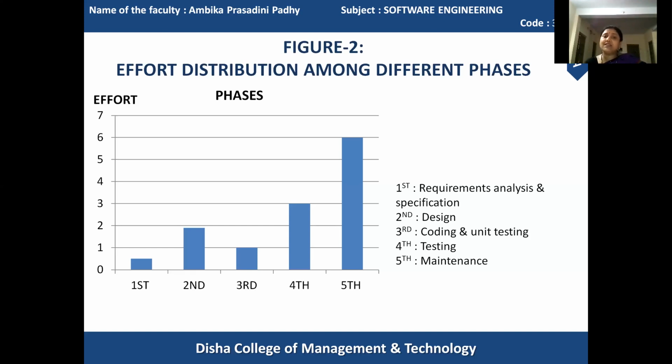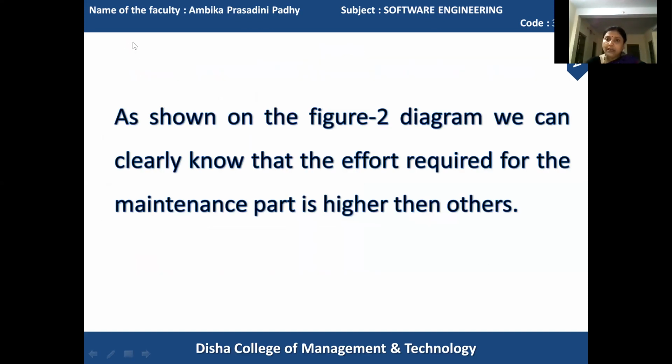And the last phase, that is your maintenance phase, requires more effort than all other software development phases. The maintenance phase finds the errors, defects, the future requirements, the past implementations, and the modifications at present. It performs all this work, so it requires more effort to be paid. As shown in the figure, we can clearly view that the effort required for the maintenance part is higher than all other software development phases.